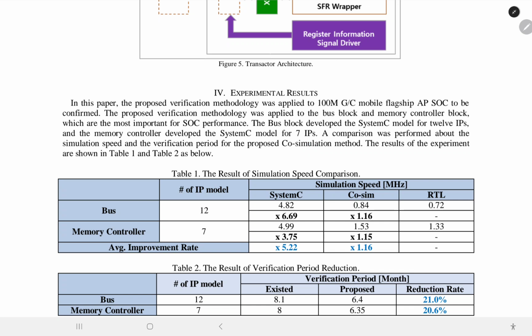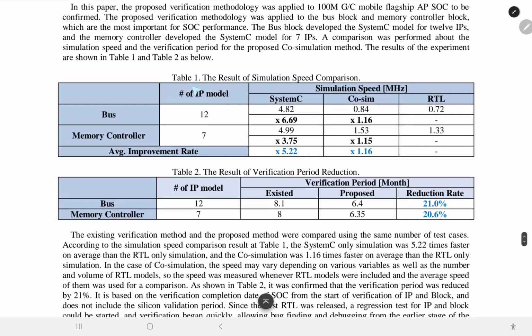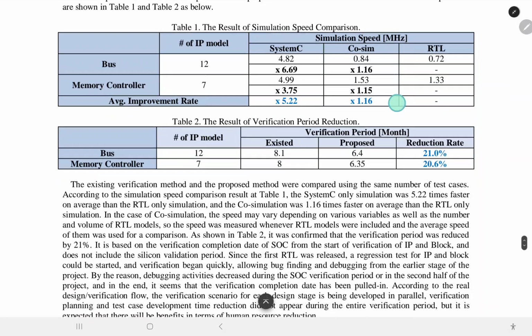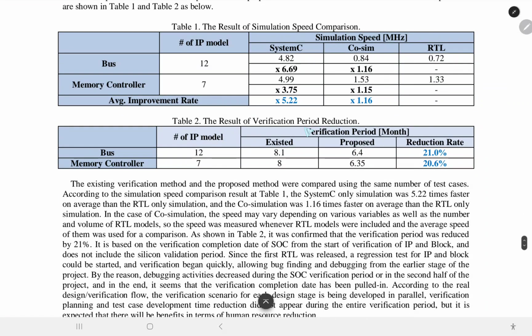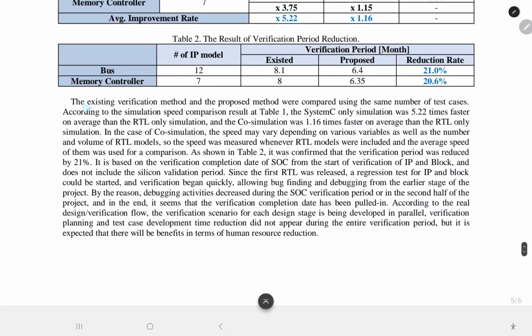A comparison was performed about the simulation speed and the verification period for the proposed co-simulation method. The results of the experiment are shown in Table 1 and Table 2 below. Table 1, the result of simulation speed comparison. Table 2, the result of verification period reduction. The existing verification method and the proposed method were compared using the same number of test cases.